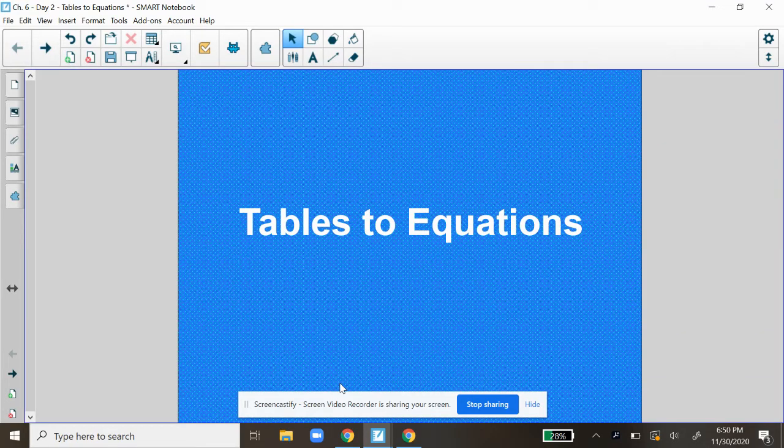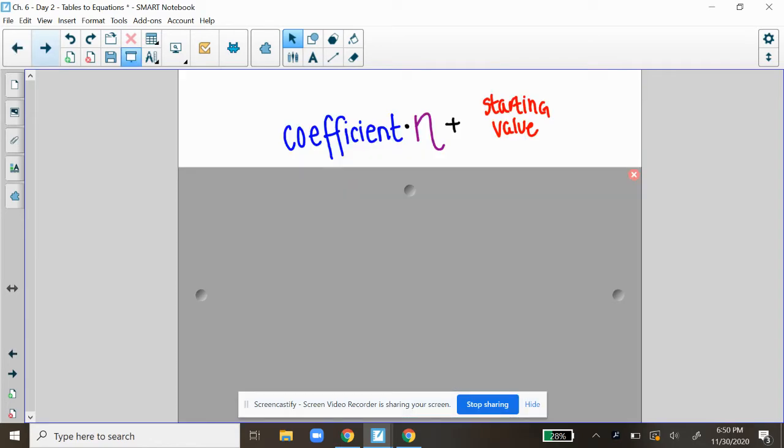In this video, we are going to think about everything that you learned in the last video about patterns and organizing our information in tables and then writing an expression from that table, to now in this video focus on tables to equations. So remember the big difference between an expression and an equation is that we're going to see that equal sign.